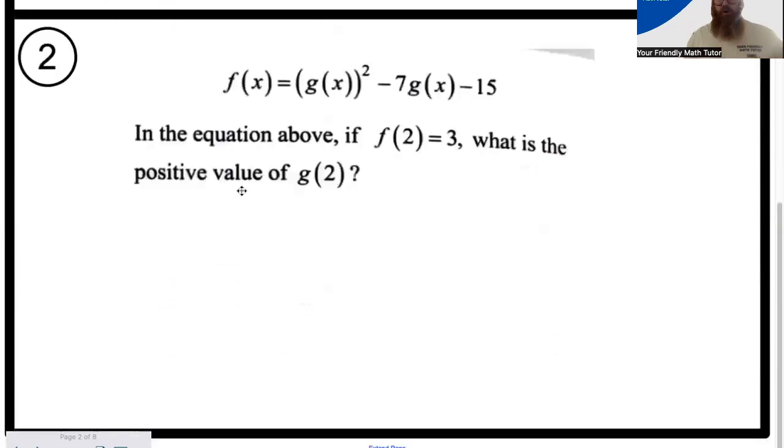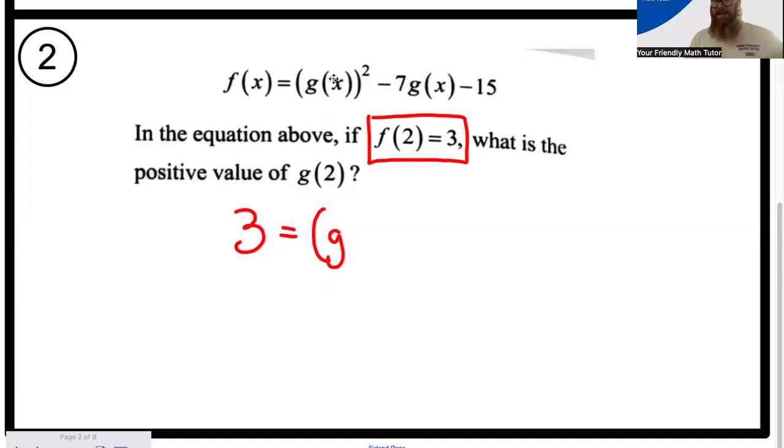All right, number two. So in the equation above, if f of 2 equals 3, what is the positive value of g of 2? This one looks confusing, but this represents a coordinate pair. This is 2 comma 3. When I plug in 2, I get 3. Anytime in the SAT you're given a coordinate pair or something like this, just plug it in to get started. So that means 3 goes over here.